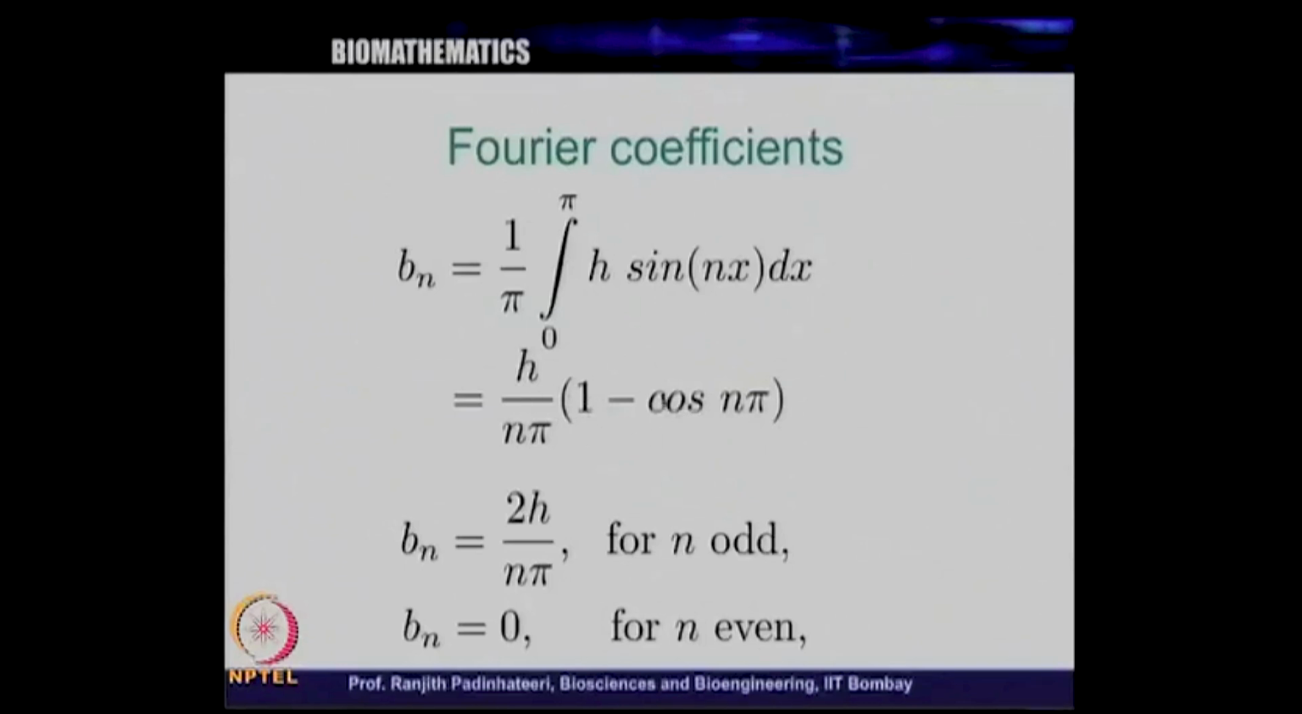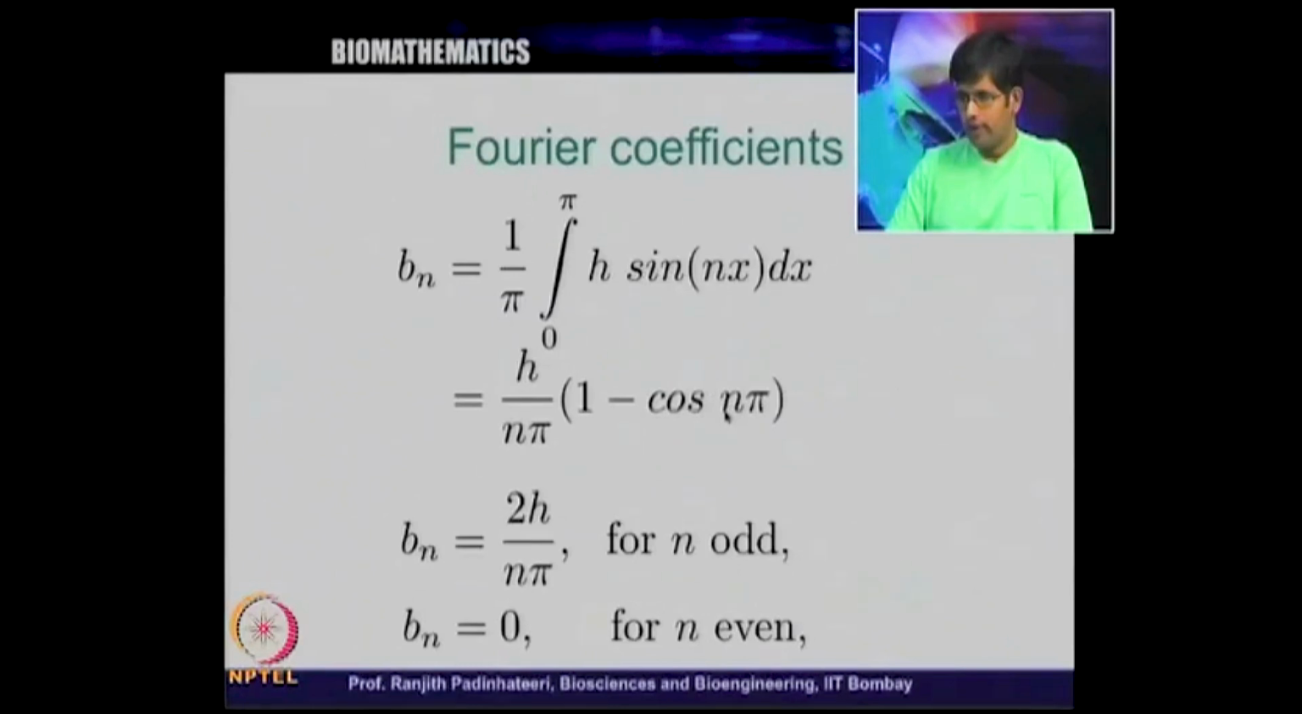So, now you know that for cos n pi, when n is even, that is cos 0, cos 2 pi, cos 4 pi, cos 6 pi, they are all... sorry, they are 1. Cos 0 is 1, cos 2 pi is 1, cos 4 pi is 1. So cos n pi when n is an even number 0, 2, 4 is 1. So this is 1 minus 1, which is 0. So B n is equal to 0 when n is even.